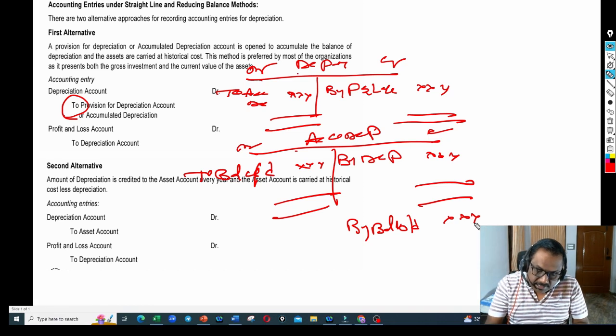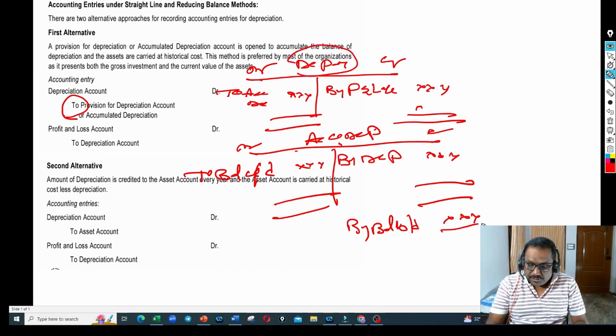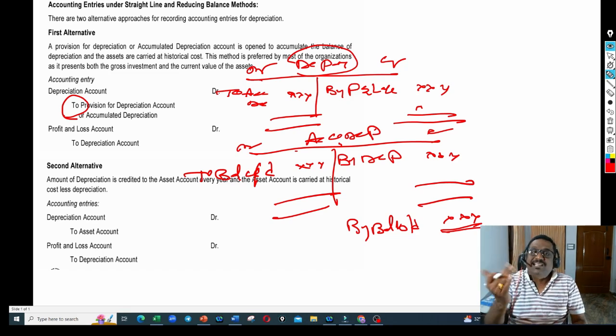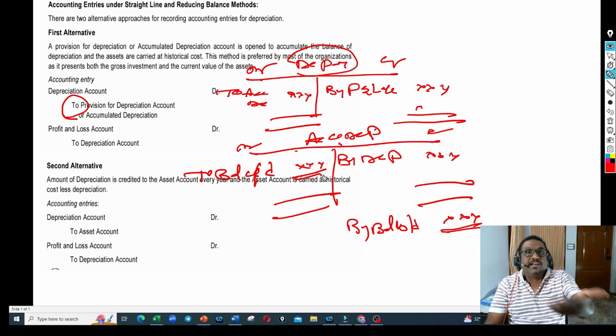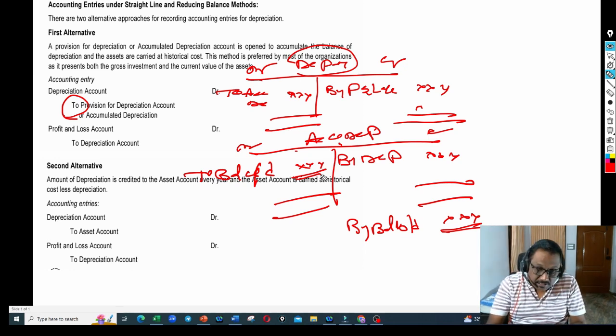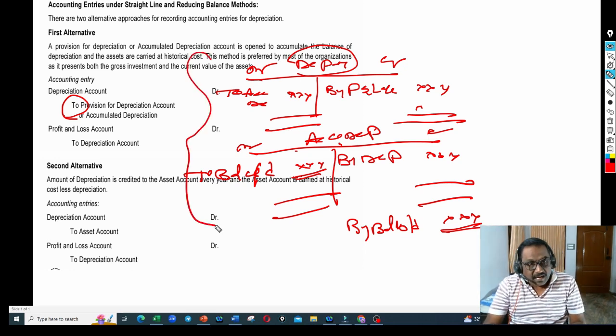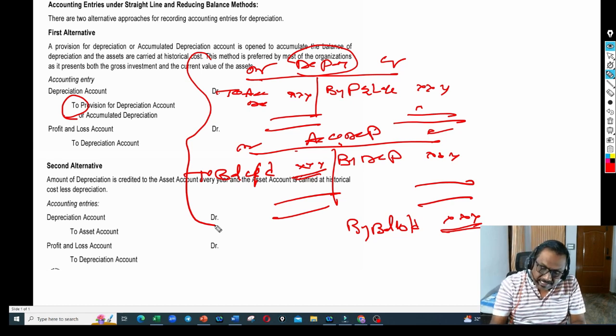See here, this depreciation is already charged to the P&L account, and this accumulated depreciation is being carried forward to next year. It is shown on the liability side of the balance sheet, and it will be carried forward to next year. This is how the depreciation and accumulated depreciation accounts are prepared. If you prepare the asset account in this method, how will it be?